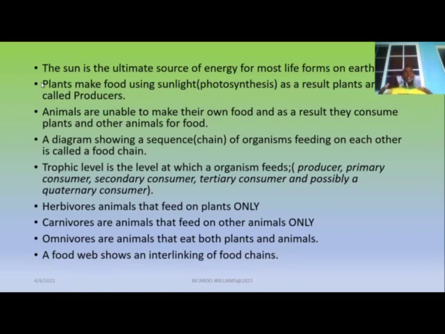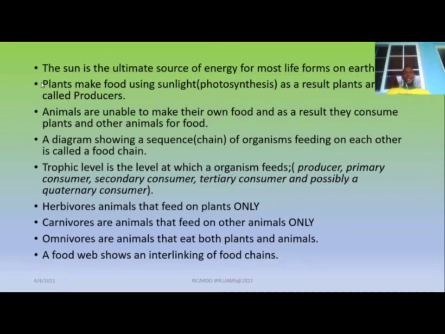The last thing we finished with was the food web, which is a more realistic view of the interactions occurring in the ecosystem, where we have the different food chains interlinking together, and we have animals having more than one food source, animals being at more than one trophic level, alright, and all of that occurring.